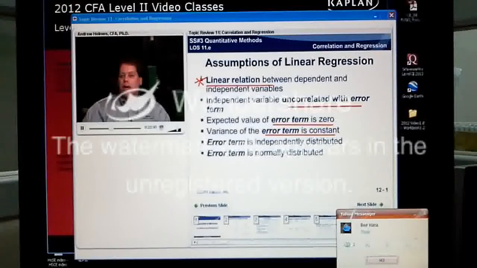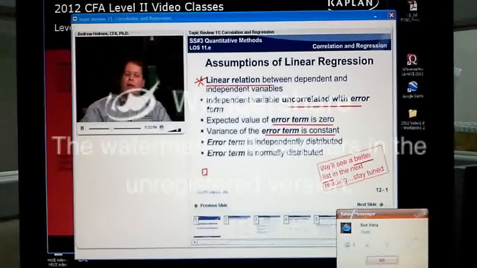Do you need to memorize these? Well, good news and bad news. The good news is you don't need to memorize this list. The bad news is the reason you're not going to memorize this list is because there's a better list, a little bit longer, in the next topic summary that we will get to. We're going to add another assumption that's going to be important for us, and that's the list I would actually commit to memory.